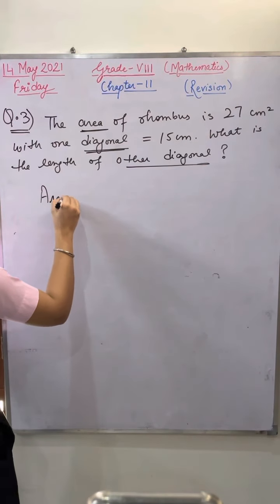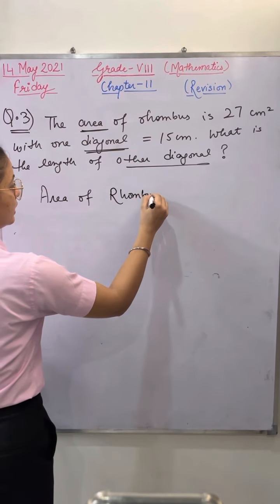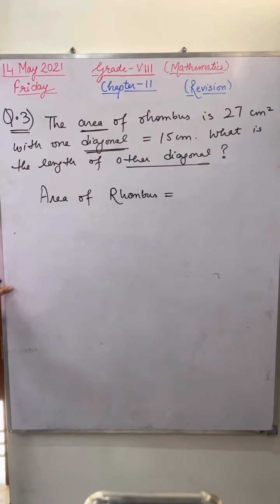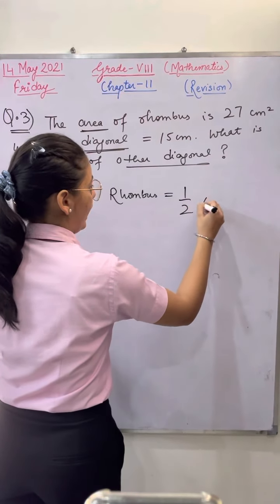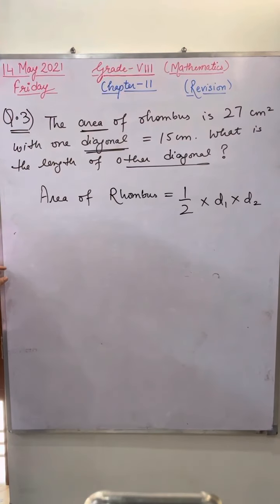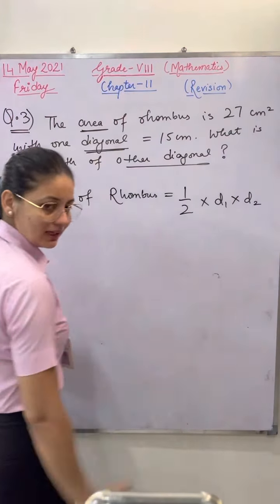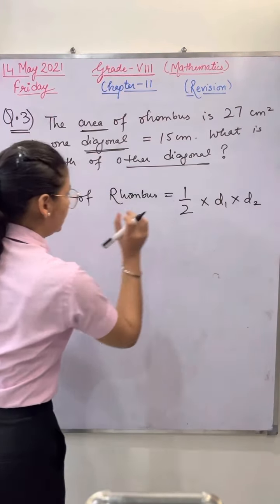See. What was the formula of area of rhombus? I told in the beginning. Area of rhombus is equals to? Tell me everyone. Area of rhombus is equals to? Yes. 1 by 2, half into diagonal 1 into diagonal 2. Okay, some have done plus. Half into diagonal 1 into diagonal 2.